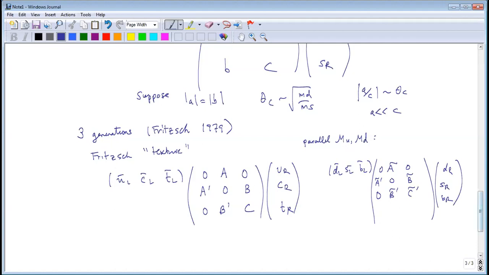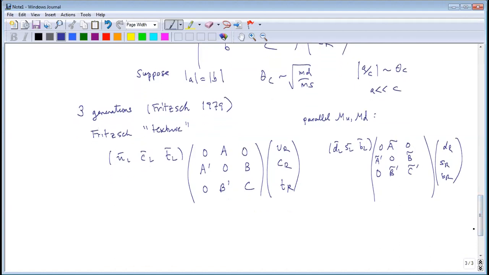Okay. So that was his ansatz, and the important feature was not only the presence of those zeros, but that the off-diagonal entries have equal magnitudes. Okay, so in other words, the 1,2 entry and 2,1 are the same.